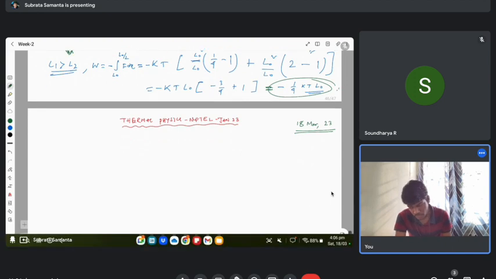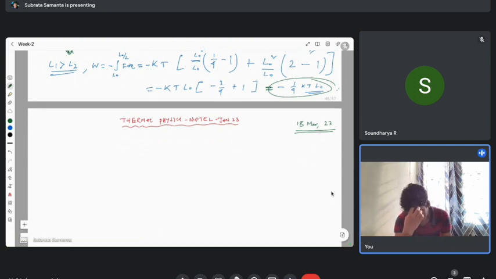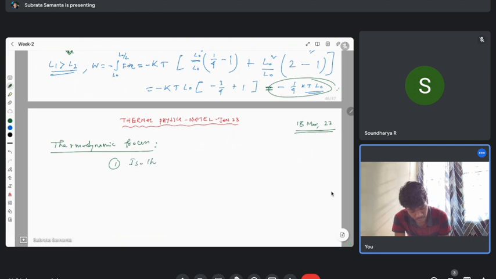Okay, so far we have learned about the first law of thermodynamics and some applications of it. We also discussed the various thermodynamic processes. The various thermodynamic processes included the isothermal process, and second the adiabatic process. And the isobaric process was also discussed.